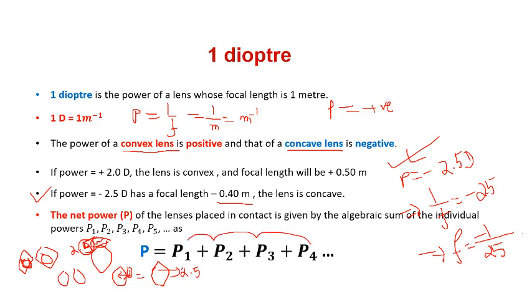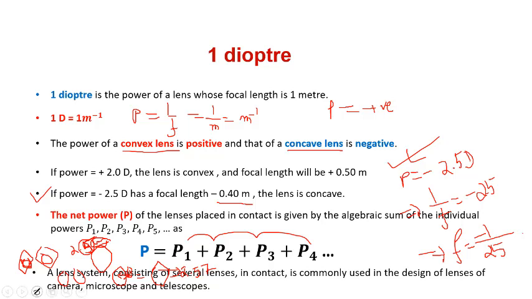In this way we can add. Suppose someone needs a correction of 2.57; they will add more, 0.07, and the correction will be done. A lens system consisting of several lenses in contact is commonly used in the design of lenses of cameras, microscopes and telescopes. So we use this in the case of cameras, microscopes and telescopes.